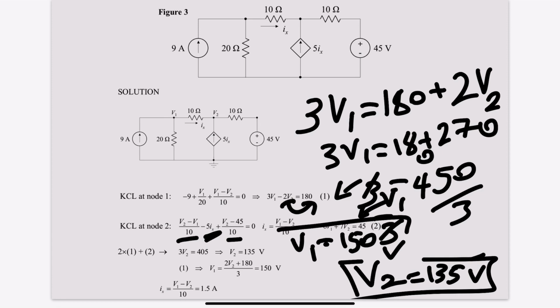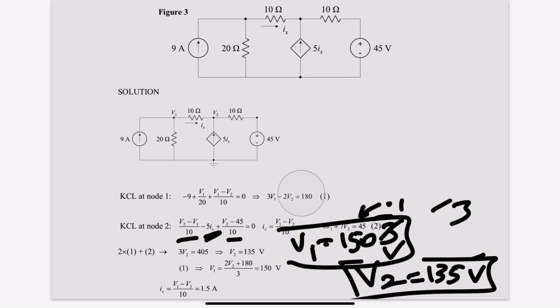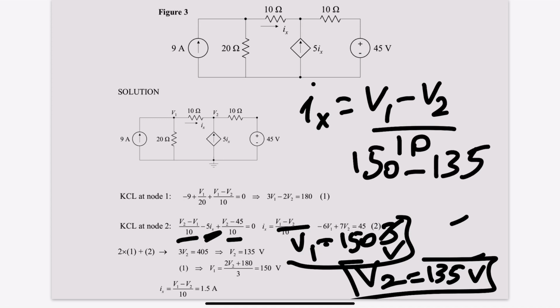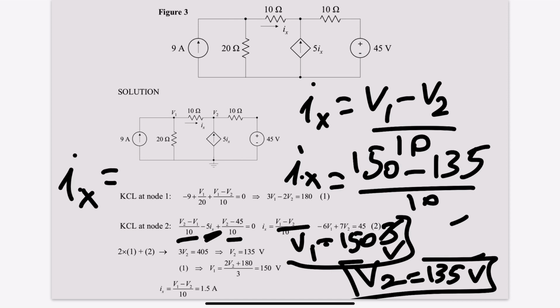Once we've got the values for V1 and V2, which are 150 and 135, we can go to the original equation we have formed, which is Ix equals V1 minus V2 all over 10. We replace the values: 150 minus 135 gives us 15, divided by 10 equals Ix. That gives me 15 over 10. So the value for Ix is going to be equal to 1.5 amperes.